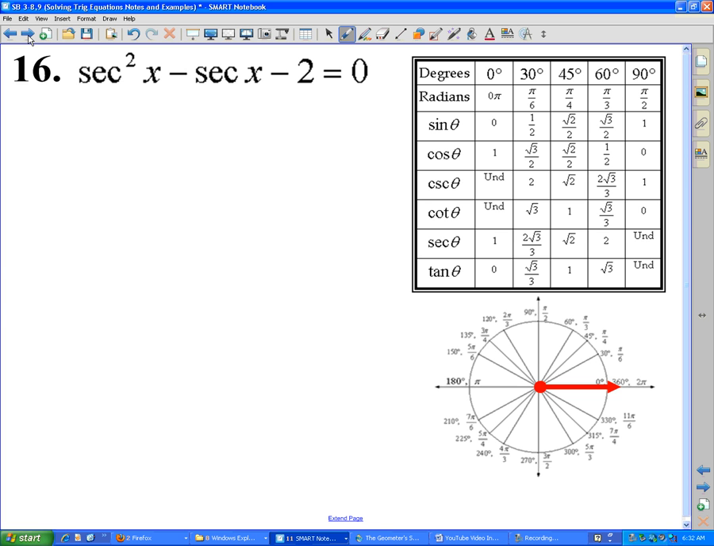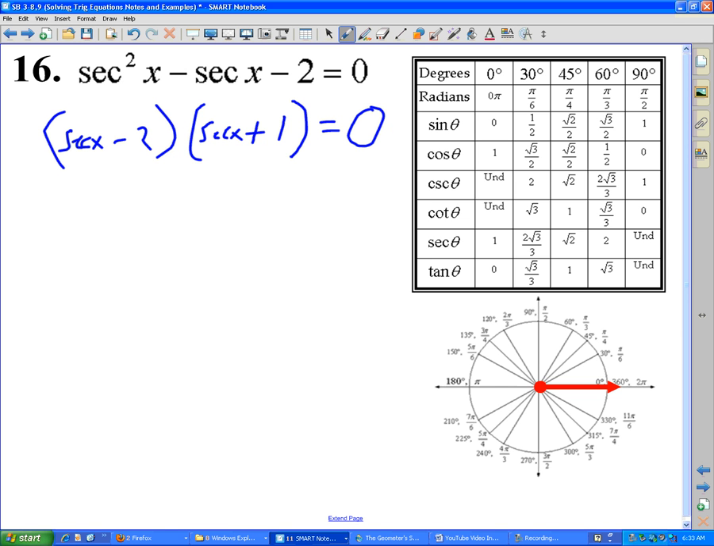This is a quadratic, and I'm going to try to factor it into 2 binomials, a quadratic trinomial into 2 binomials. How am I going to do that? Well, how about secant times secant? You get secant squared. And then, if I do 2 times 1, that's the only way to get 2. It's a negative 2 I'm trying to get, so I need a positive and a negative. Because the middle term's negative, the bigger number needs to be negative. There we go. Got it.